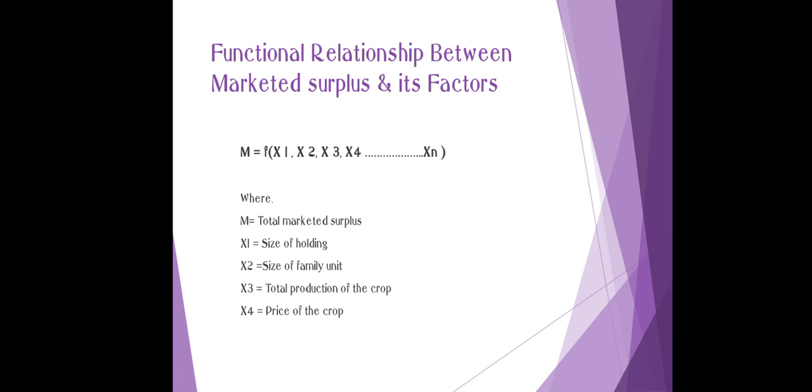Next is the functional relationship between the marketed surplus and its factors. M is a function of x1, x2, x3, x4 and so on up to xn, where M is the total marketed surplus, x1 is the size of holding, x2 is the size of family unit, x3 is the total production of the crop and x4 is the price of the crop.